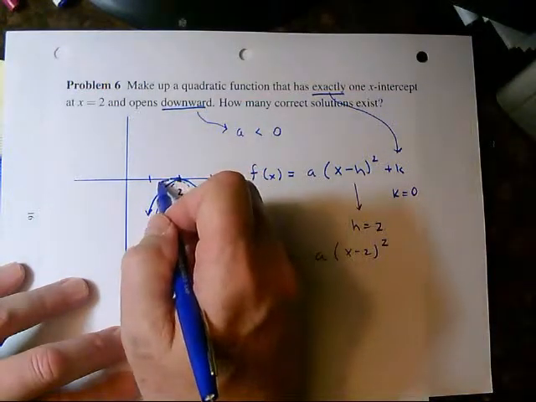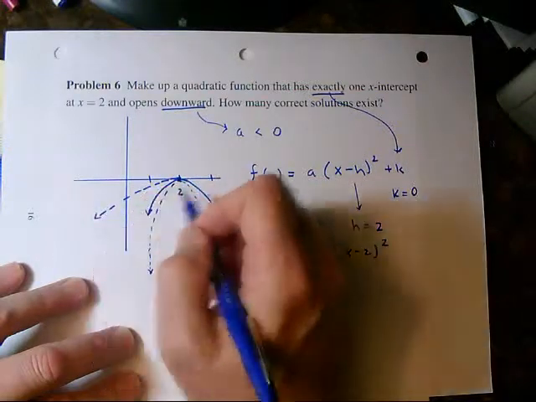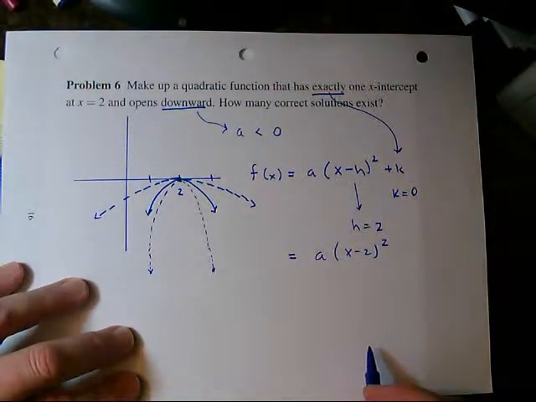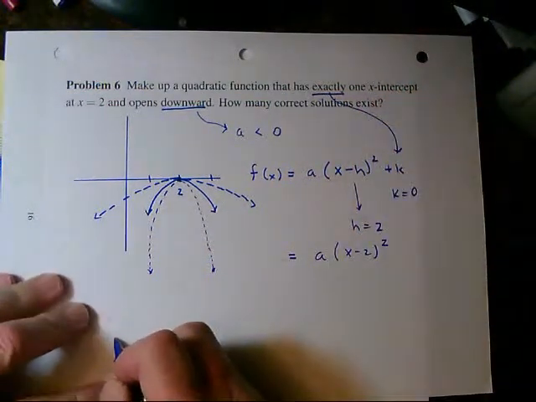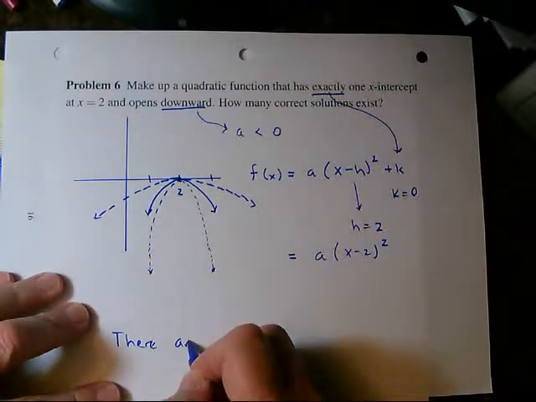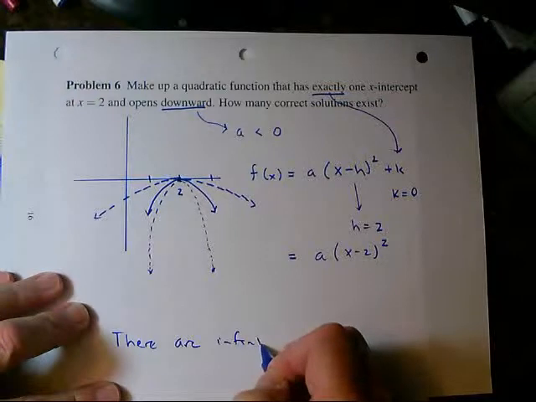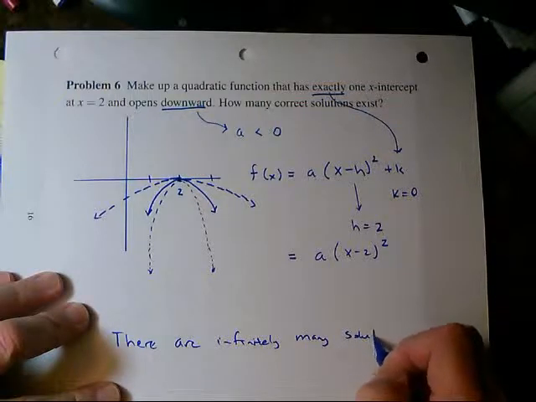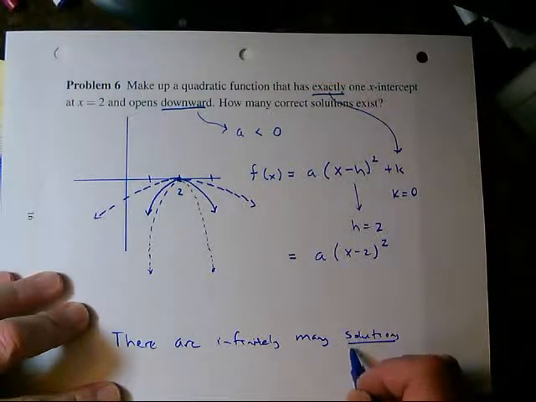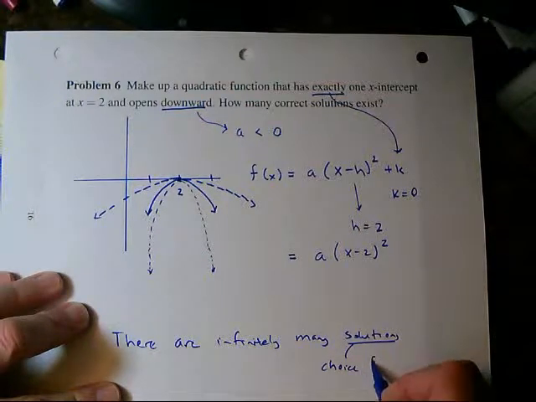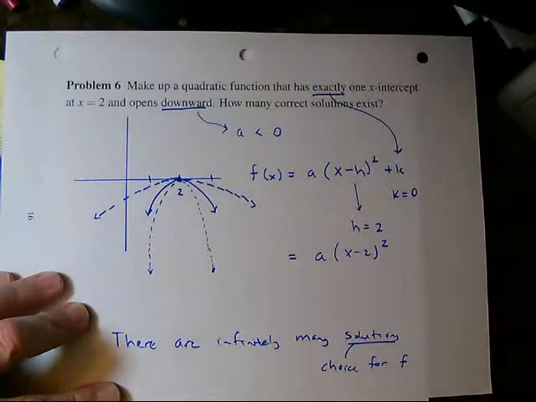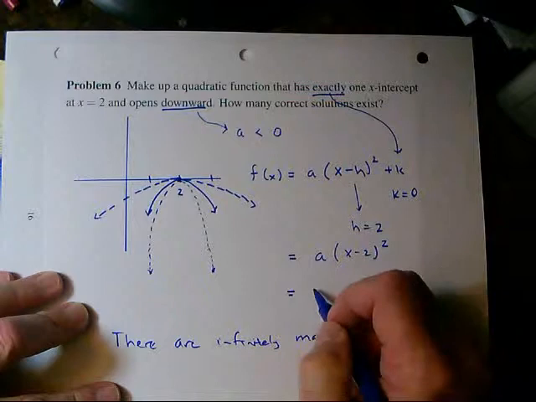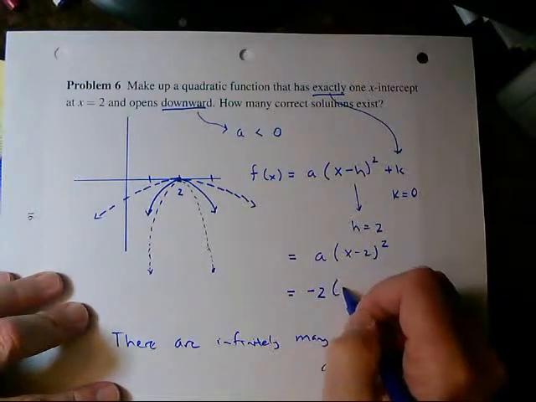If a were, say, larger in magnitude than what we originally drew, or if a were less in magnitude, you could have this. So, in other words, we're answering the second question here. There could be, in fact, there are infinitely many solutions. Now, here, a solution means a choice for the function f.